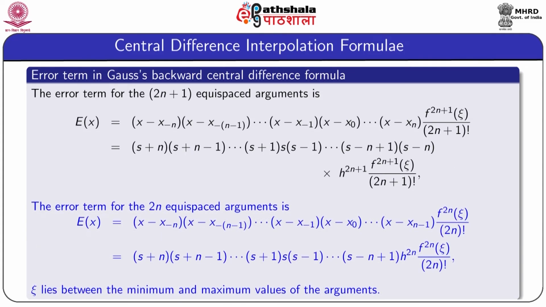Similarly, for an even number of arguments, that means for 2n arguments, the error term is (s+n)(s+n-1) up to (s-n+1) into h to the power 2n into the 2n-th derivative of f at xi, divided by factorial 2n. Note that xi lies between the minimum and maximum values of the arguments, like the previous case.